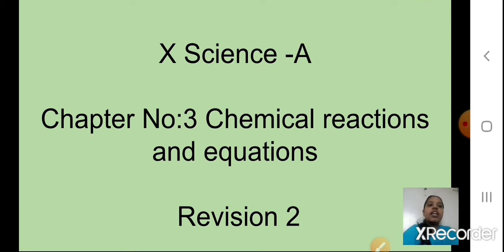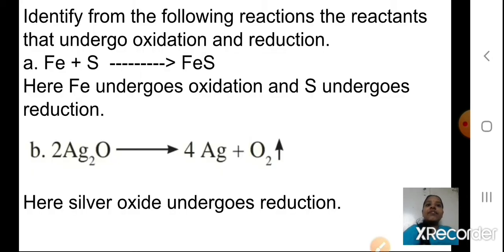Okay students, now starting with: identify from the following reactions the reactants that undergo oxidation and reduction. The reaction can be given and I would ask you to identify which of the reactants is undergoing oxidation, or I can ask which is undergoing reduction, only one. For example, here we are solving the ones given in your text.